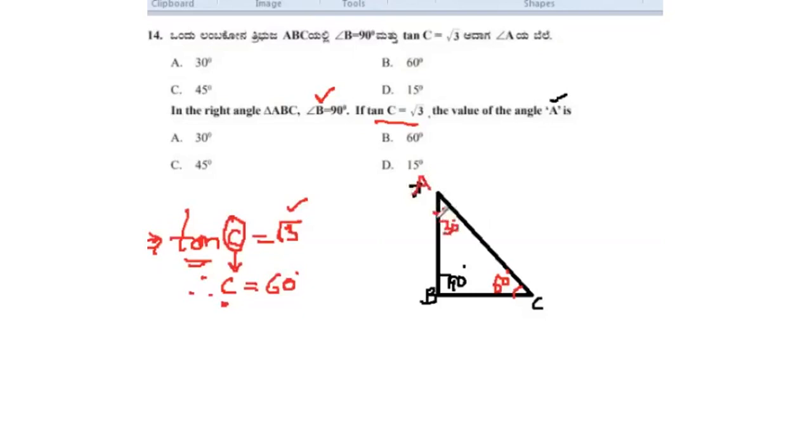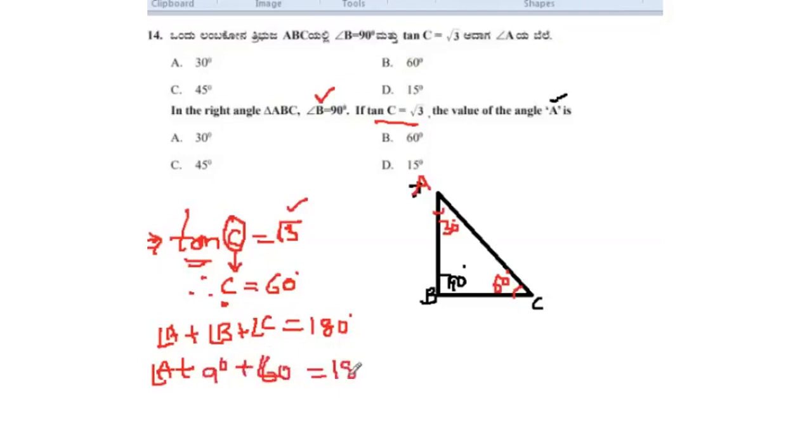Don't ask me why, students, because of the angle sum property: in a triangle the sum of three angles should be equal to 180 degrees. We all know this right from 6th class. Angle B is 90, angle C just found out as 60. So angle A plus 90 plus 60 is 150, which should be 180. Therefore angle A is equal to 180 minus 150 is equal to 30 degrees. So the correct option for this question is 30 degrees, Option A.